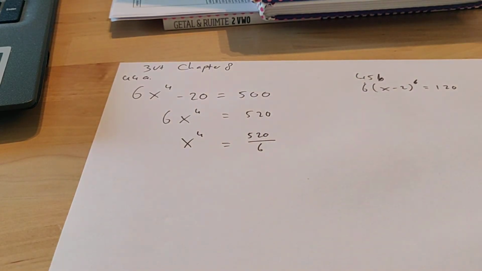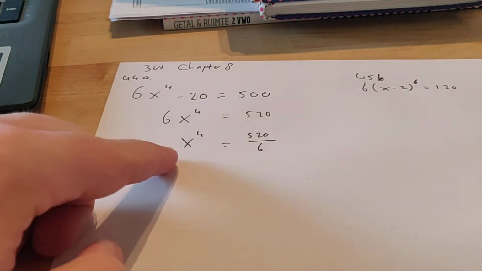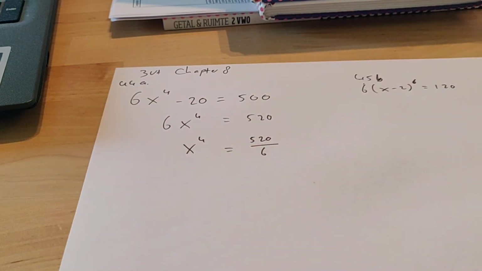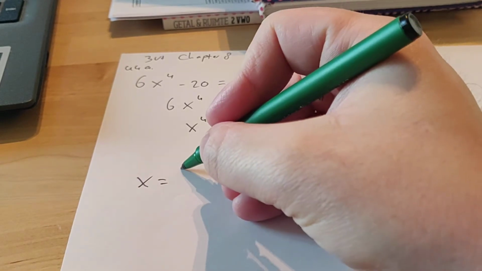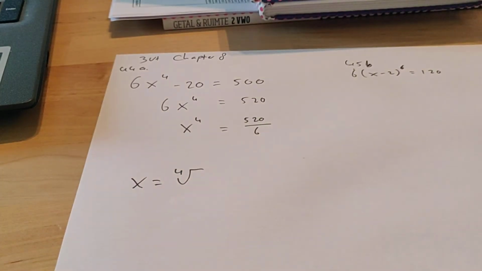Now if you want to know what x is now, if it said x squared equals that, then you take the square root. But now it says x to the power of 4. So you have to take something called the fourth power root. So let me show you where you can find that on your calculator.